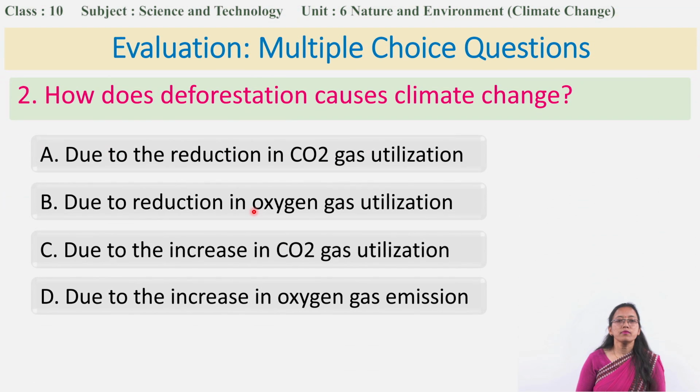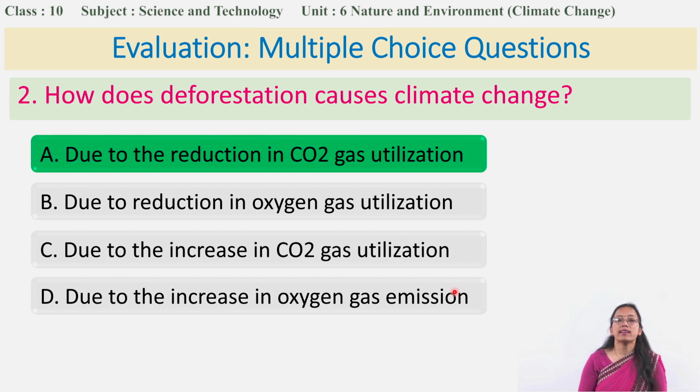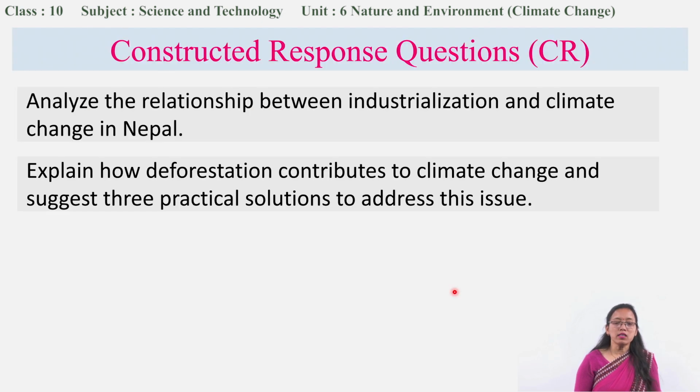And the next one is, how does deforestation cause climate change? Due to the reduction in carbon dioxide gas utilization, due to reduction in oxygen gas utilization, due to increase in carbon dioxide gas utilization, due to increase in oxygen gas emission. Which one is the correct option? Yes, it is due to the reduction in carbon dioxide gas utilization. That means when the plants are reduced, carbon dioxide utilization is also reduced, which causes climate change.